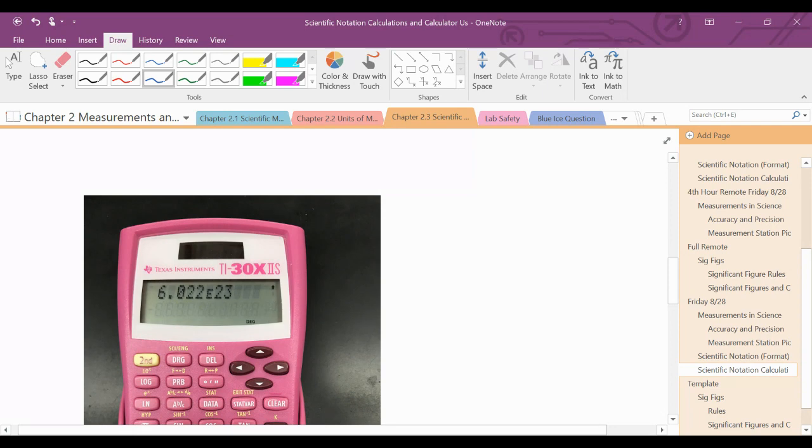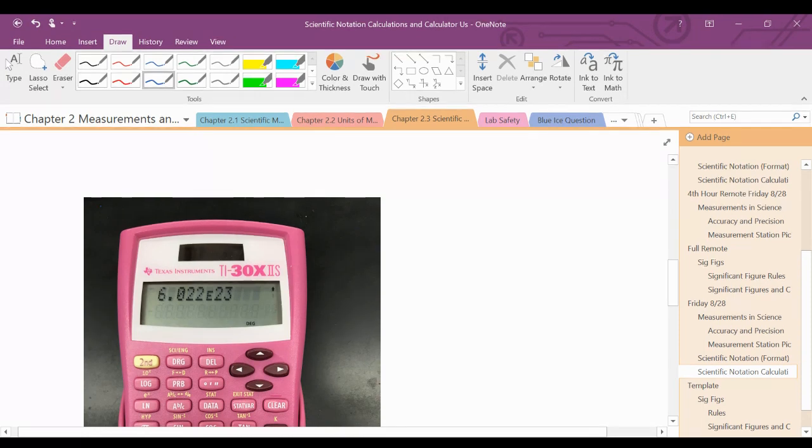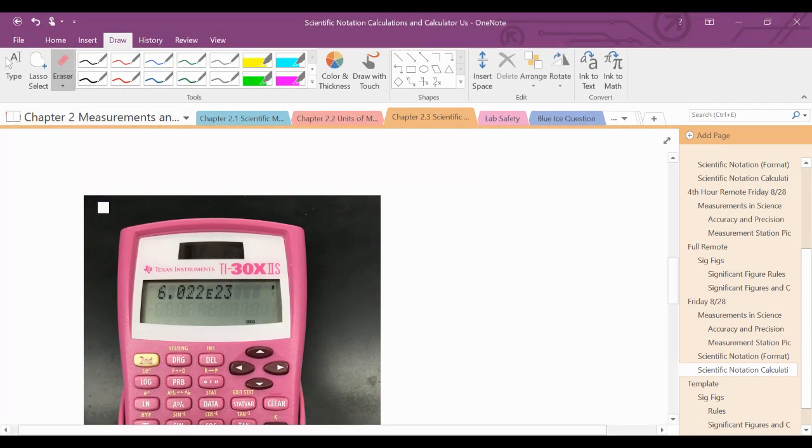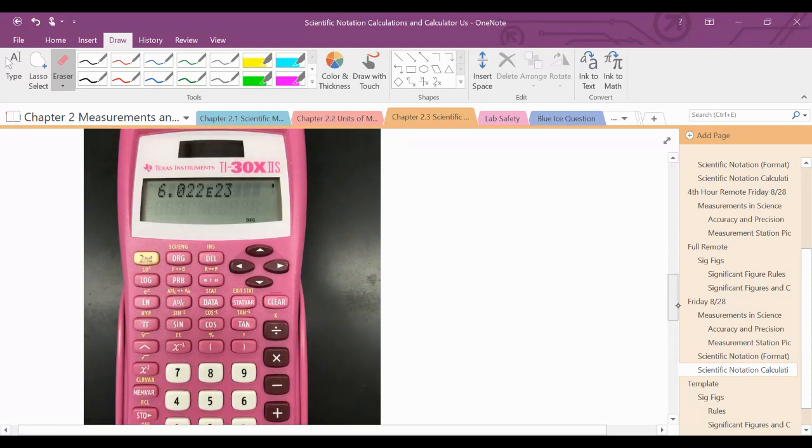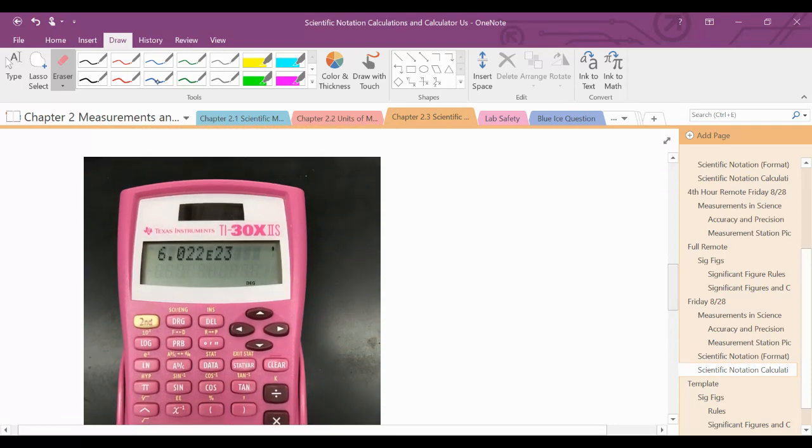The e means times 10, but we write the times 10. We don't just write e. So you write the times 10. So let's do an example. Let's do an example with multiplication.